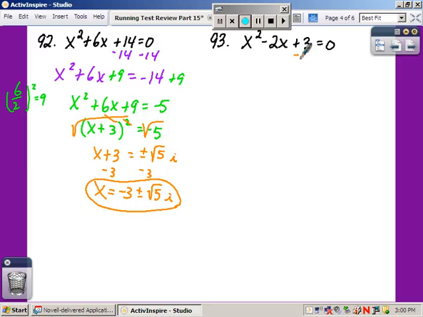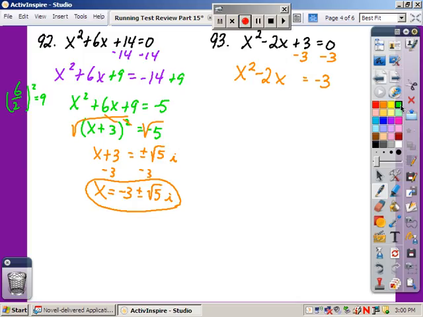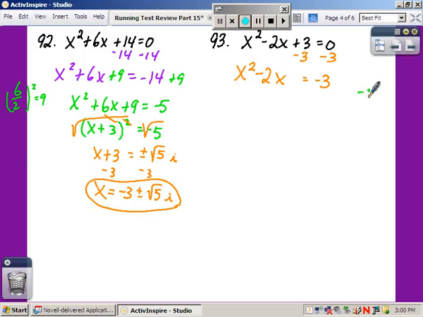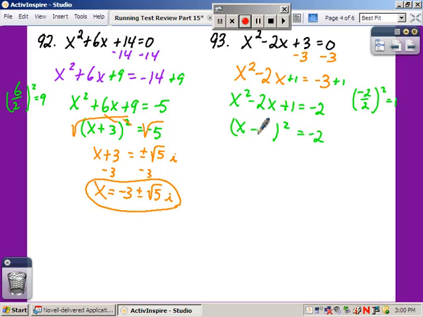Number 93, the last of the completing the square, then it's going to subtract this 3 out. Going to do b over 2, negative 2 over 2 squared, that's equal to 1. So plus 1 here, plus 1 here. X squared minus 2x plus 1 equals negative 2. And my perfect square trinomial factors as x minus square root of 1, which is still 1.